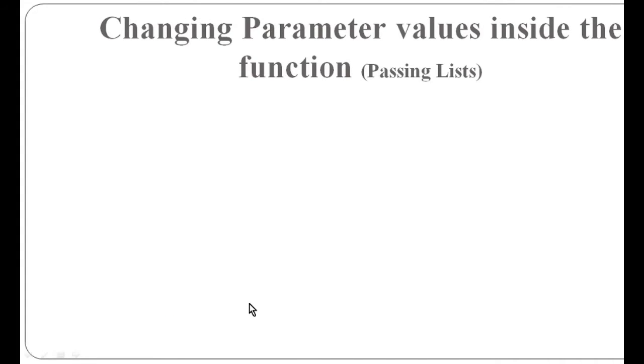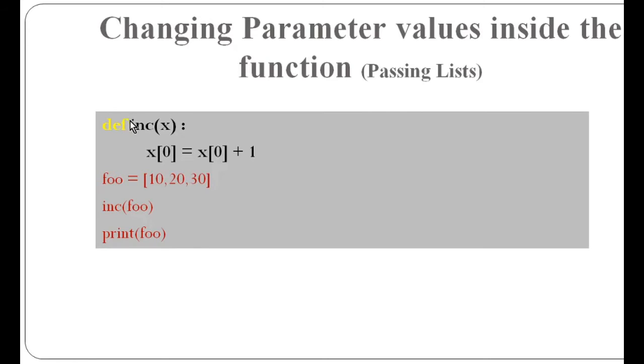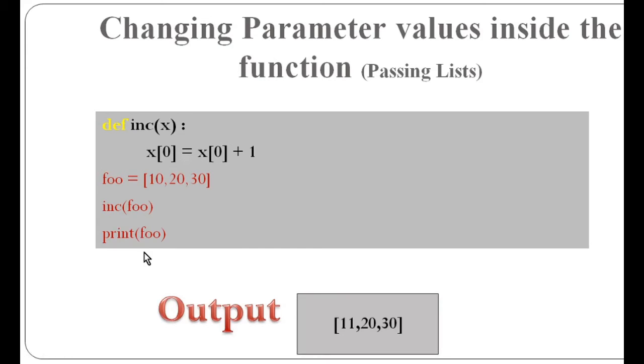Now I am passing a list. Def increment x, and then the first element of that x is incremented. So x is a list containing 3 elements, and I am calling the function and then I am printing the list. Now we will just see the output. Here you can see that the first element gets incremented by 1. I get 11, 20, 30.